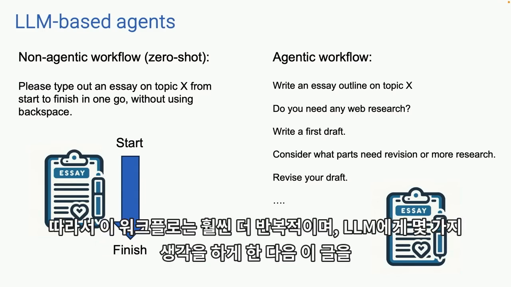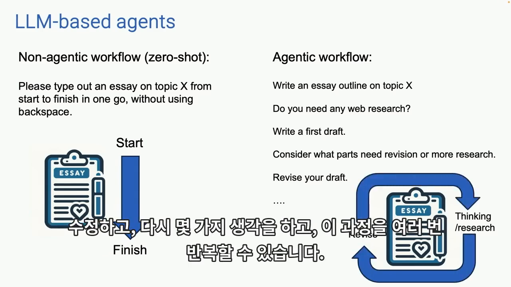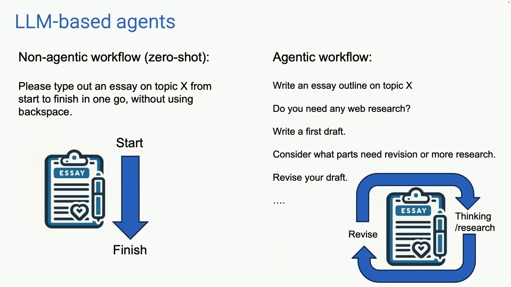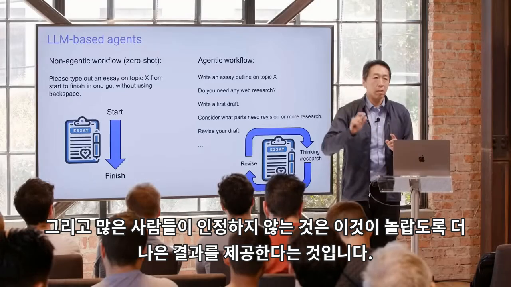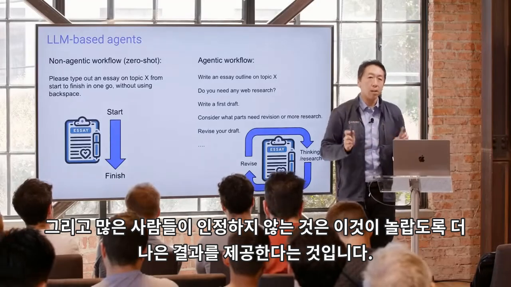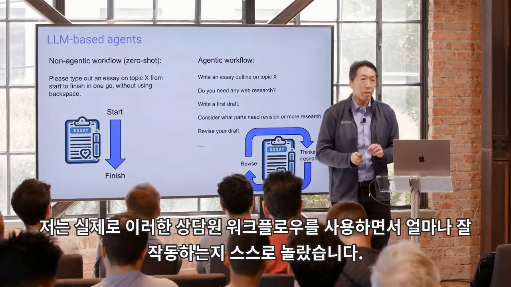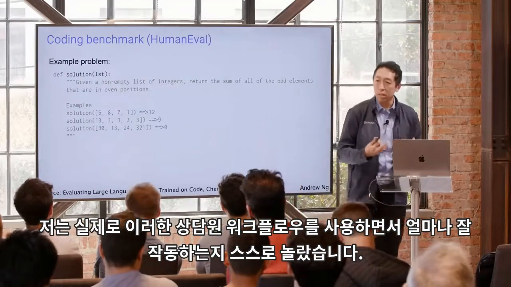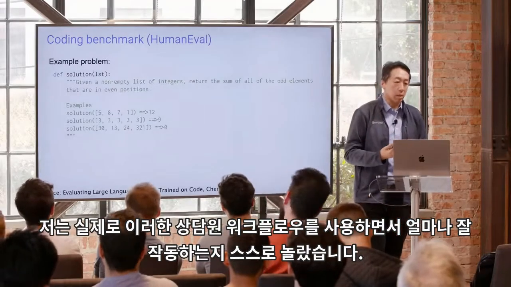So this workflow is much more iterative, where you may have the LLM do some thinking, and then revise the article, and then do some more thinking and iterate this a number of times. And what not many people appreciate is that this delivers remarkably better results. I've actually been really surprised myself, working with these agent workflows, how well they work.